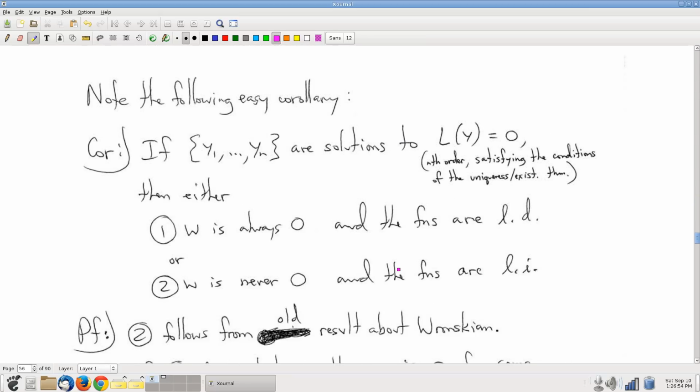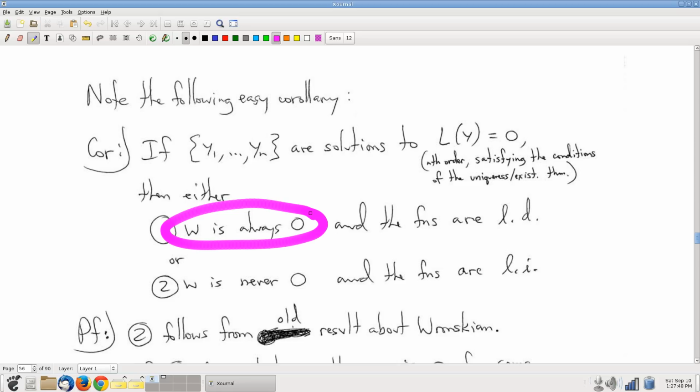All right, so there's a really nice corollary of this, and that is that if you have a list of solutions to one of these homogeneous linear differential equations, nth order, satisfying the conditions of the existence and uniqueness theorem, so all the usual conditions, then very nicely, there's only two possible cases. Either the Wronskian is always 0 and the list is dependent, or the Wronskian is never 0 and the functions are independent. These are the only two possible cases. Now, certainly, if the Wronskian is never 0, then it immediately follows that the Wronskian is sometimes non-zero, and sometimes non-zero immediately gives you independent. So this case is an easy one to understand. Likewise, this case here, not so bad.